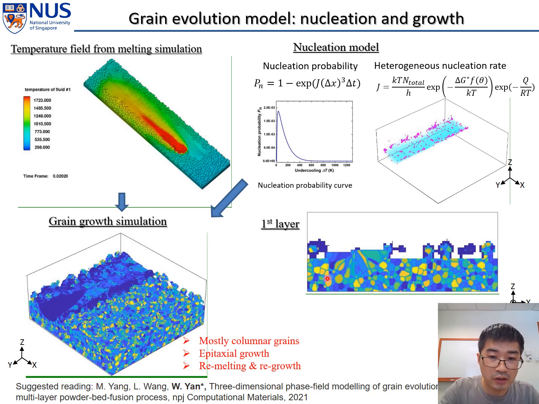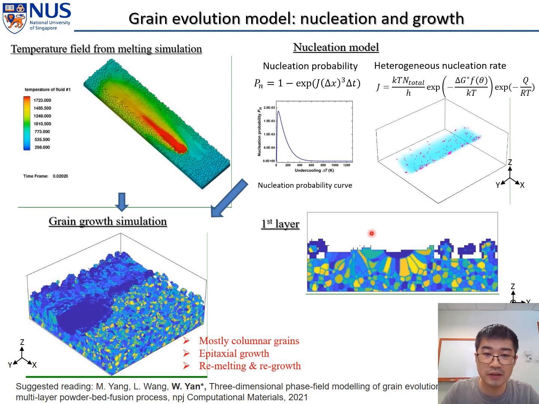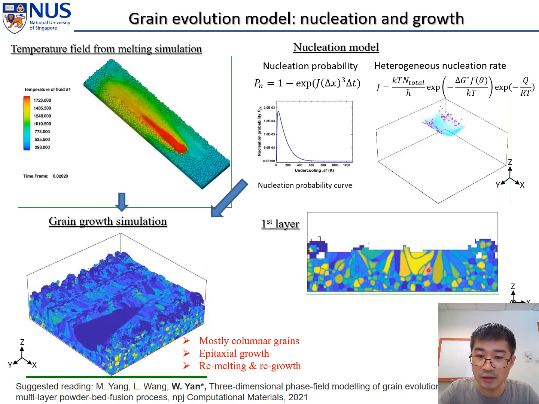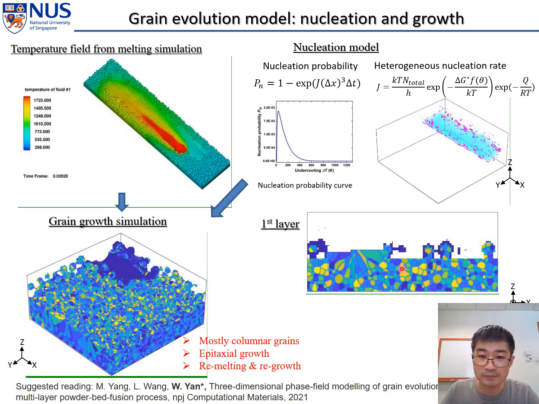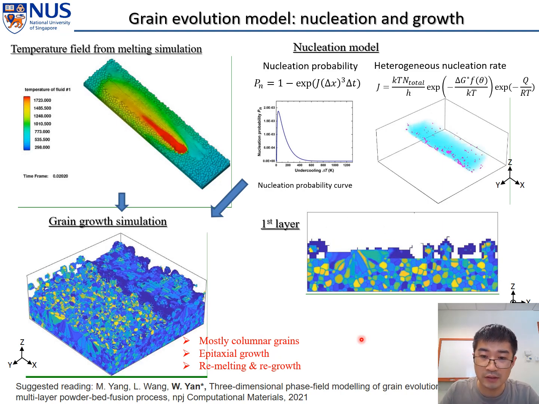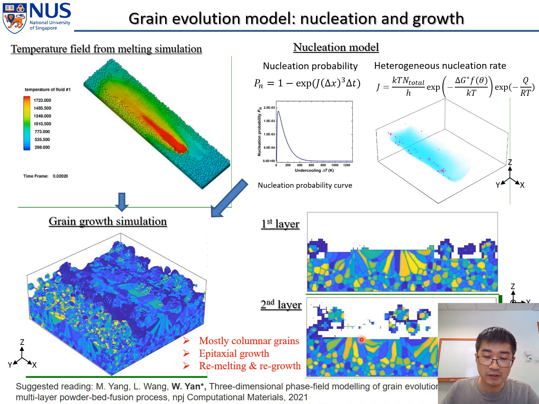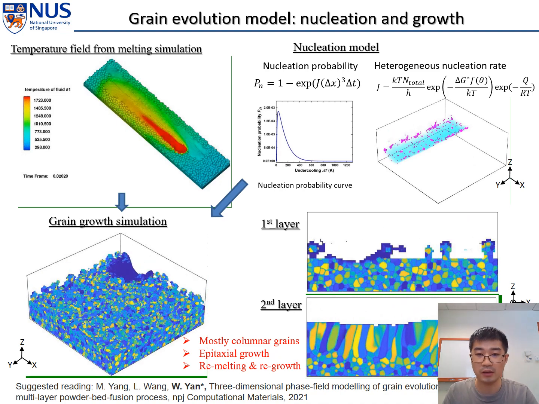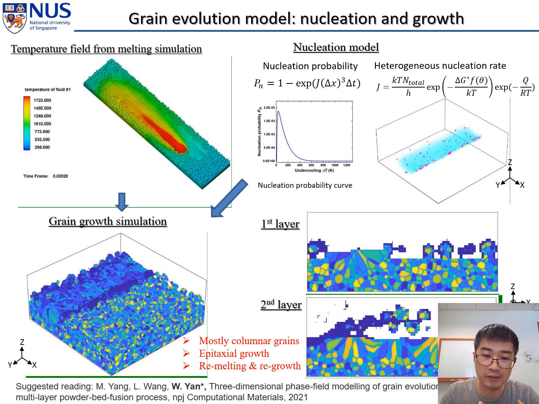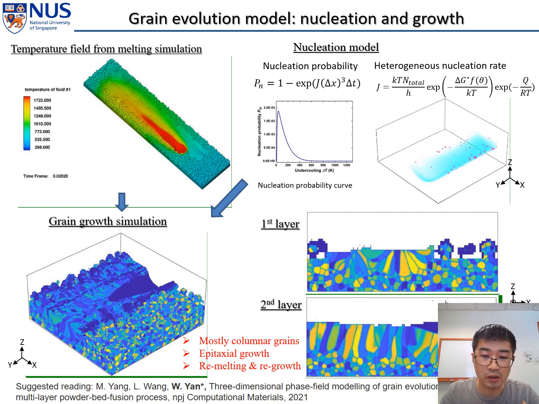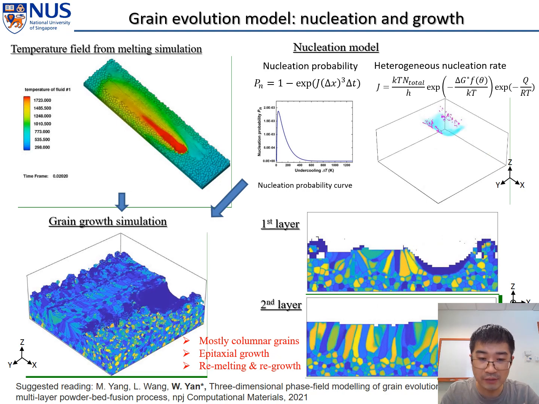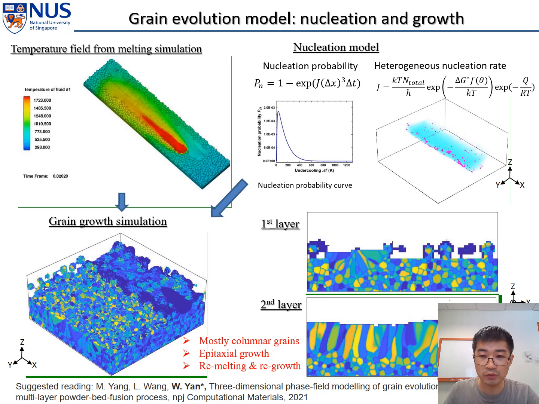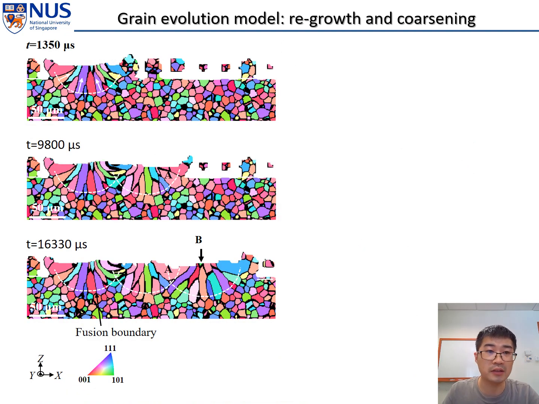And to look at this more clearly, this is the first layer. You can see first track, second track, and third track, and you can see the remelting. Then this is the second layer. You can see the remelting and regrowth, but otherwise they are mostly columnar grains due to epitaxial growth. And to look at the remelting and regrowth more clearly, you can see here.